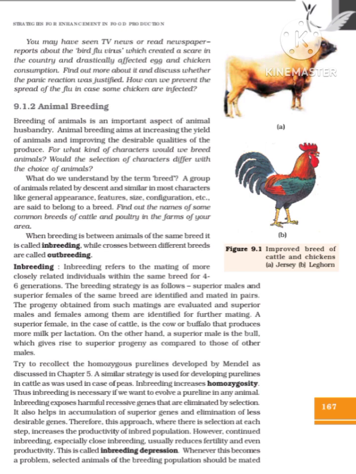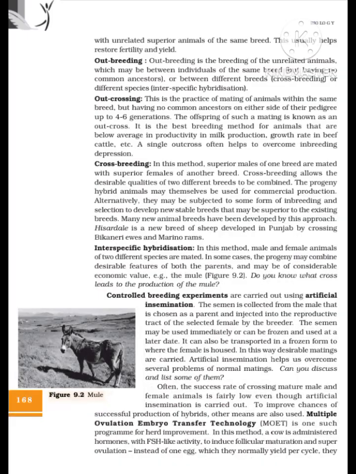However, continued inbreeding, especially close inbreeding, usually reduces fertility and even productivity. This is called inbreeding depression. Whenever this becomes a problem, selected animals of the breeding population should be mated with unrelated superior animals of the same breed. This usually helps restore fertility and yield.